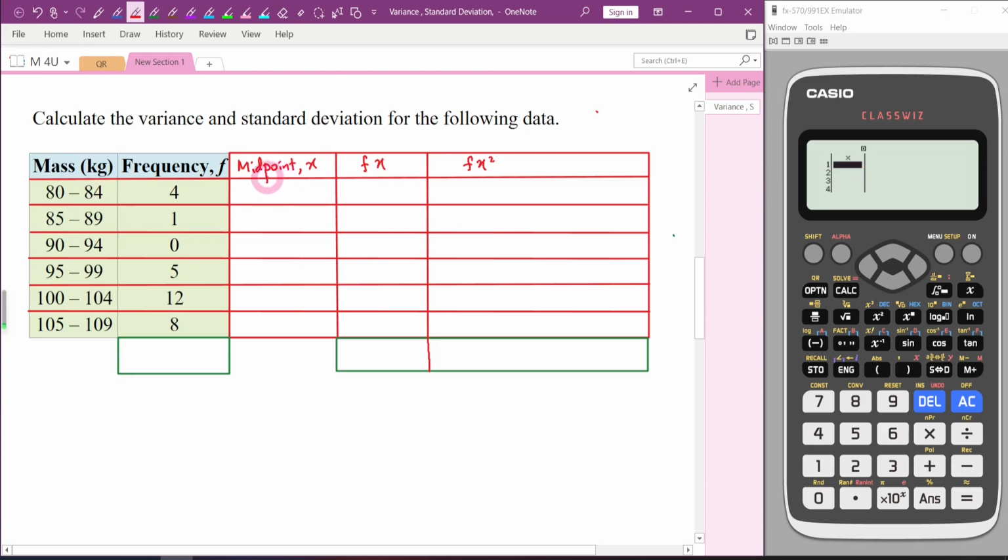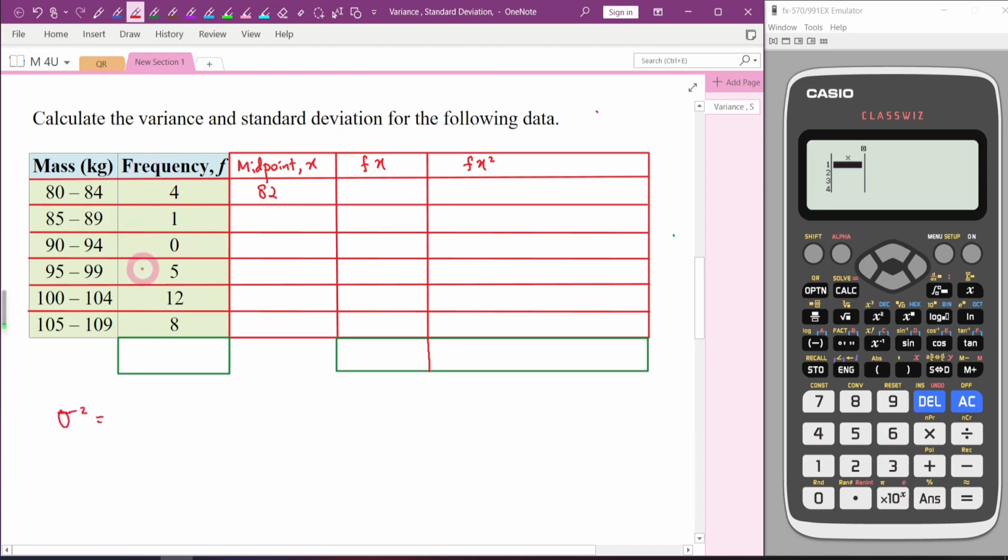How do we get the midpoint? We take the lower limit plus the upper limit divided by 2. So 80 plus 84 divided by 2, you will get 82. So later on, I will be using 82 to represent this class interval. Okay, now, before I show you how we get the variance and standard deviation, let's write the formula for variance and standard deviation first, so that you know what information we need.